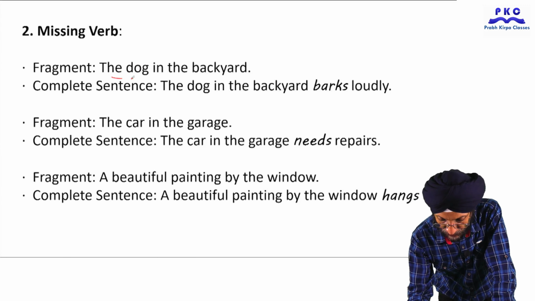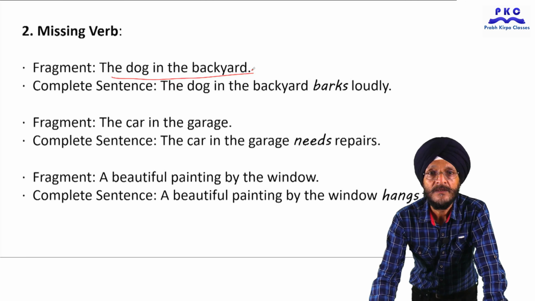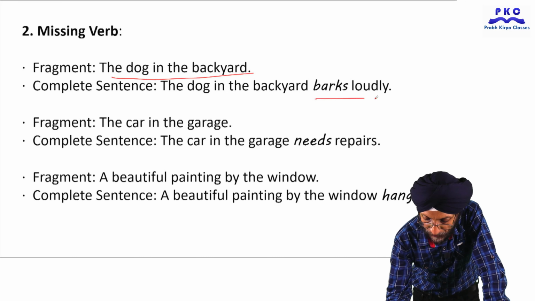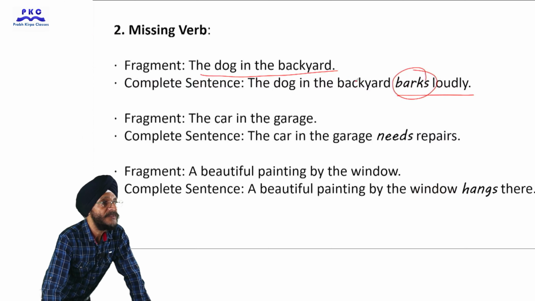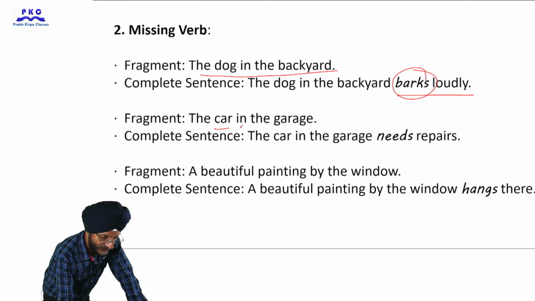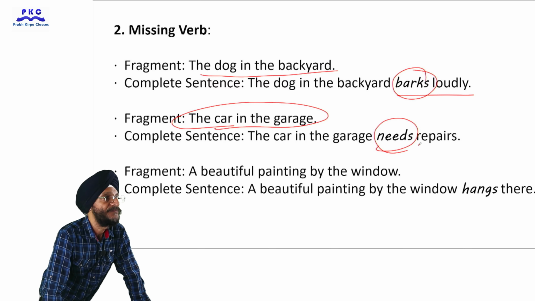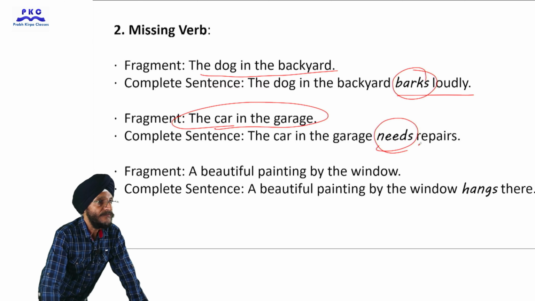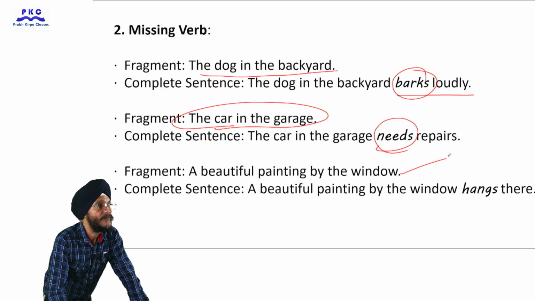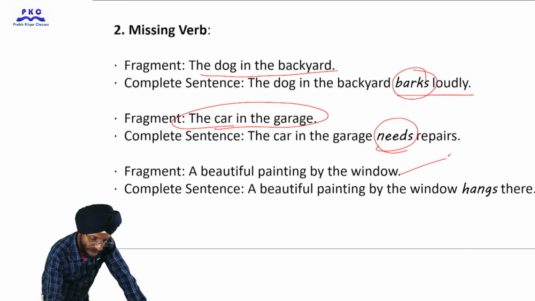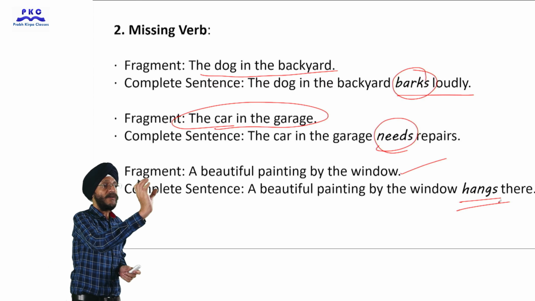Next is missing verb. "The dog in the backyard." Here the verb is missing: "the dog in the backyard barks loudly." "The car in the garage." It is a sentence fragment: "the car in the garage needs repairs." "Beautiful painting by the window." It is again a sentence fragment. Here we have used "hangs there." We have used the verb hang.